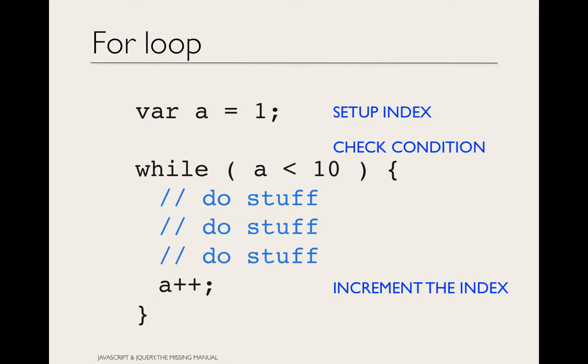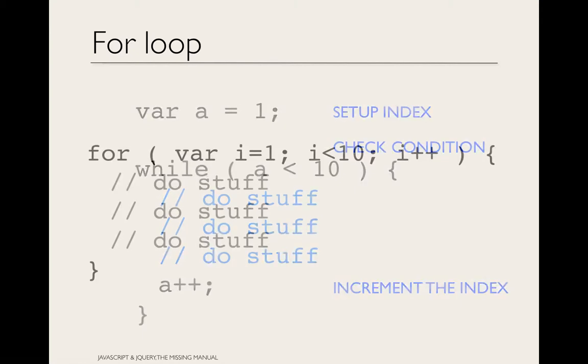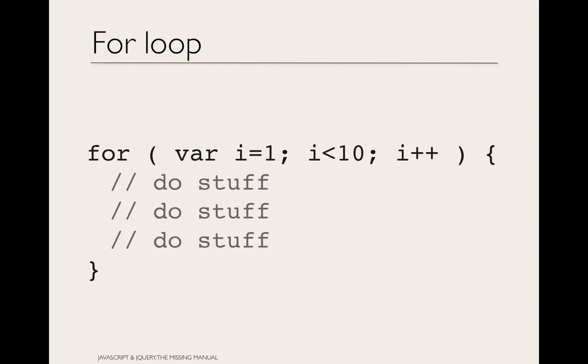Programmers hate to type. We're a lazy bunch and we love our shortcuts. So if you take this while loop, all these different kinds of things that are done often enough, setting it up, checking it, incrementing it, you end up with a for loop. For is the keyword. You set up the index, semicolon, check condition, semicolon, and increment the index. And you can do this all in one nice, neat package that's a great shortcut that's used ever so often.